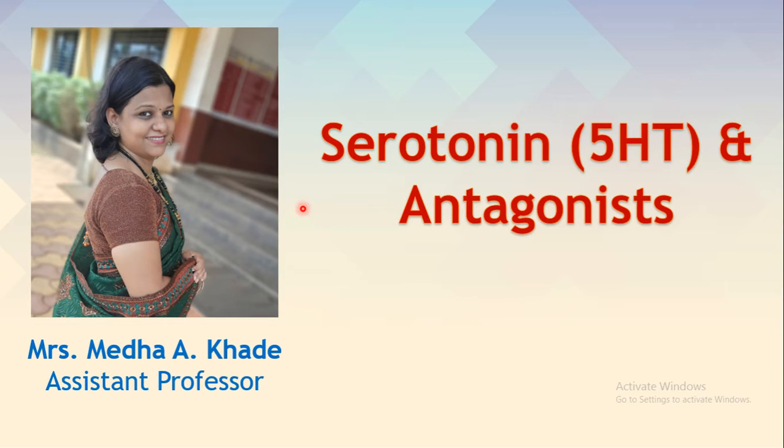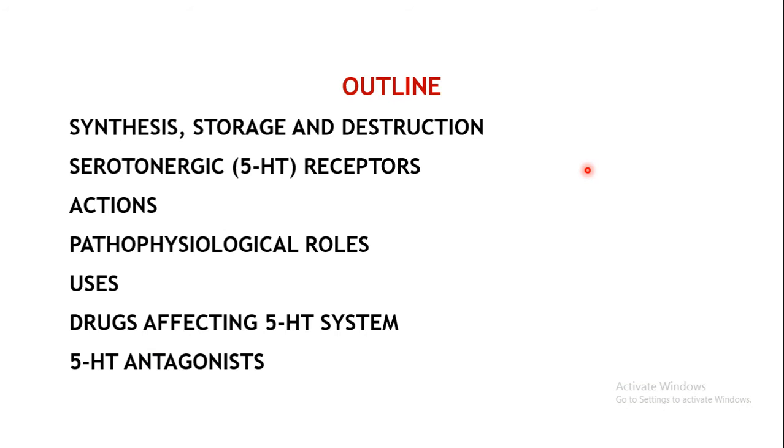Okay, so we shall continue with the next chapter under autocoids. We had started with the next chapter in your syllabus, that is autocoids, under which we have already covered histamine and the antagonist. Okay, so we shall continue with the next chapter, that is serotonin, which is also known as 5-HT or 5-hydroxytryptamine, and the antagonist of this serotonin or 5-HT antagonists as they are called.